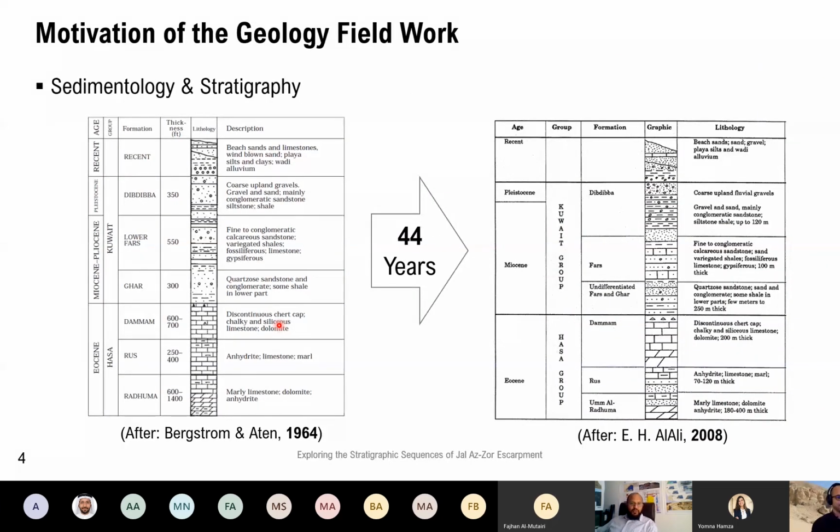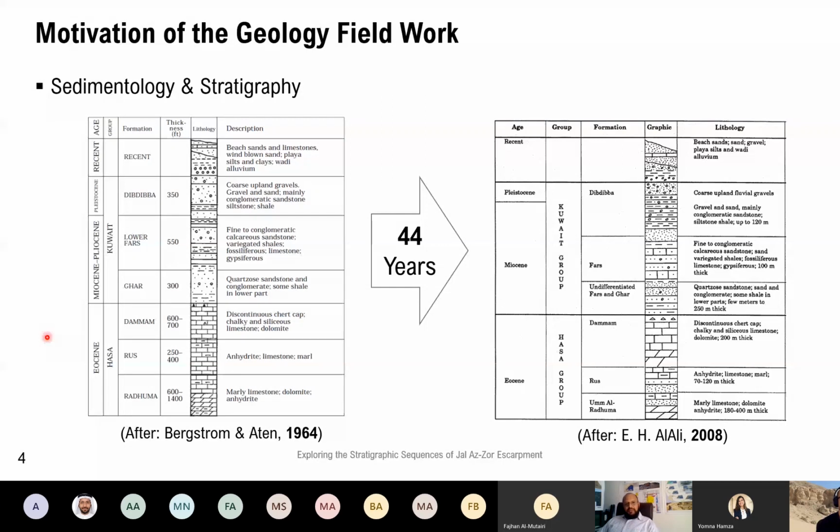So basically here, what you could see is a comparison between two different seismic sections taken from two different authors, 44 years apart from each other. When we first looked at the Jal Az-Zor, everyone noticed that the Jal Az-Zor is the largest outcrop in Kuwait.